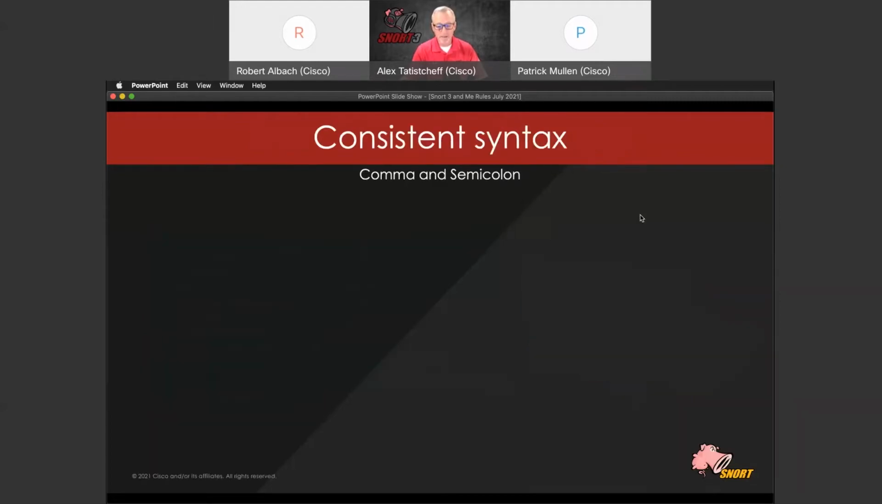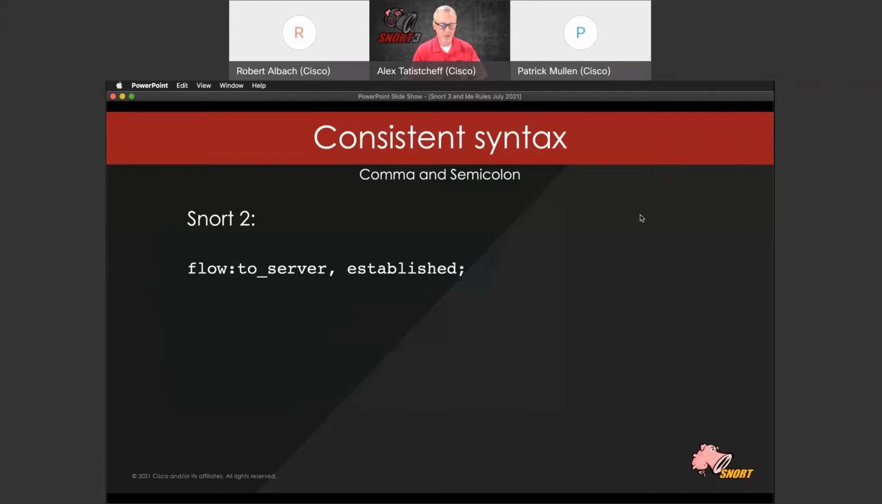All right, so let's talk about some of those things. How about that? Consistent syntax, comma, and semicolon. Okay, so let's look at some Snort 2 examples. So you have keywords like the flow keyword, very common. Okay, you'll see this in nearly every Talos rule and hopefully nearly every one of your rules. It's saying this is looking for a flow in a particular direction. So you have the flow keyword, you have two parameters, they're comma separated.